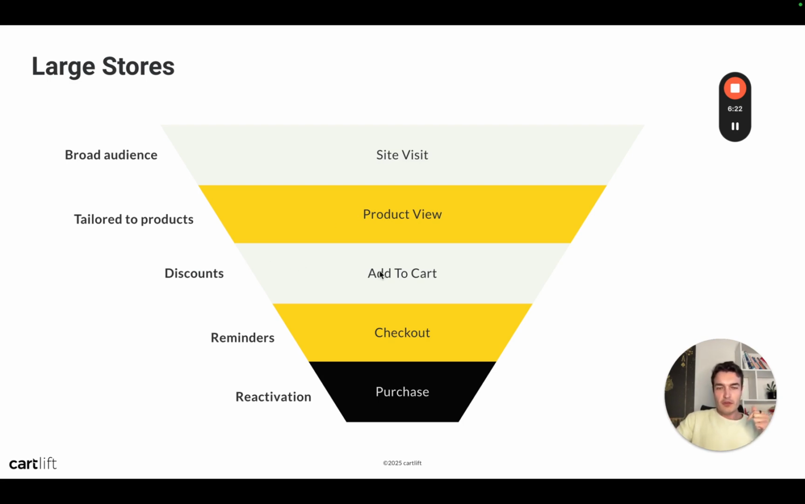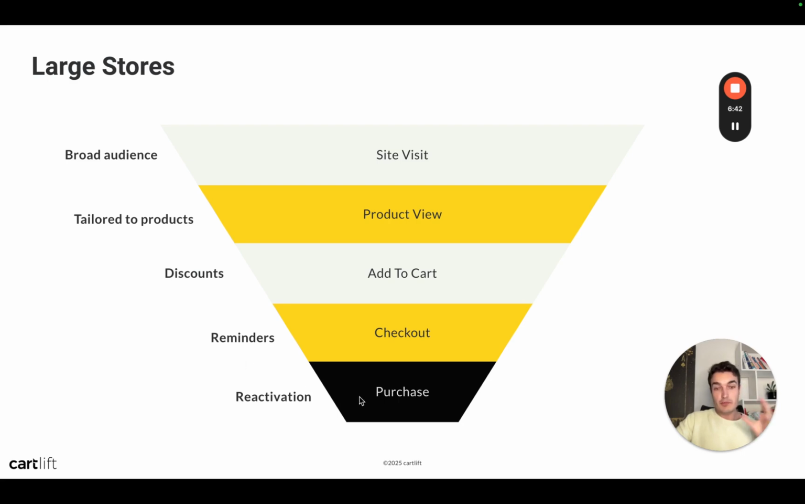Then, for the add to carts, you want to have a discount audience, right? You want to give them the final push to check out. Then for the checkout people, you give the final reminder. Maybe there was a reason that they stopped the checkout. Maybe they were on the go. Maybe they were on the phone, couldn't finish it, whatever it might be. So this is more like a reminder sort of thing.